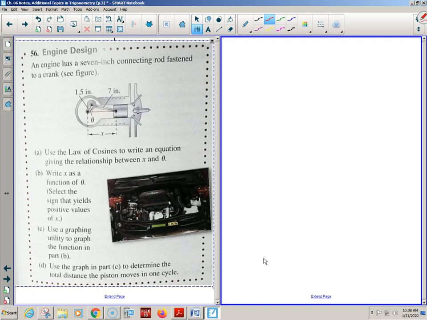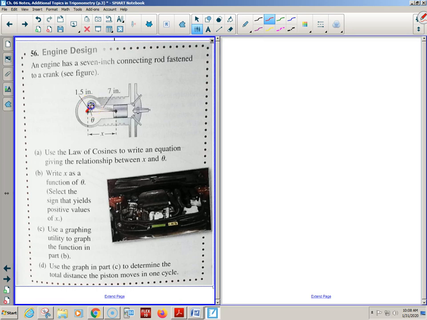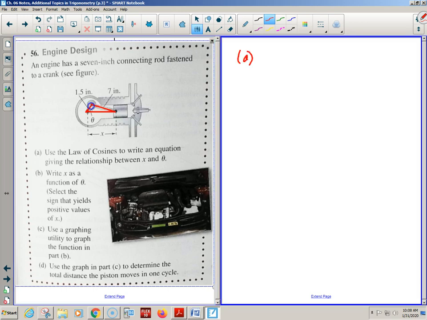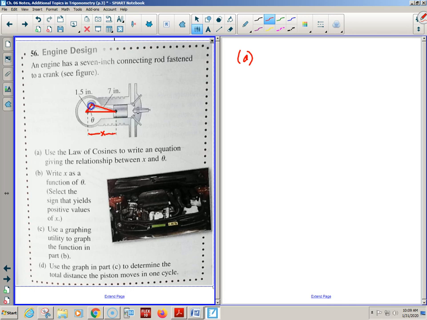They gave us the theta as this little angle over here, which is usually our angle A. We have a 7-inch connecting rod, and then a 1.5-inch arm over there. They're just asking us for letter A, to use law of cosines to set up what we've got. But if you notice, we only have 1, 2, 3 pieces of information. Oh, there's the x. I couldn't find it. X is that one length that we don't know.